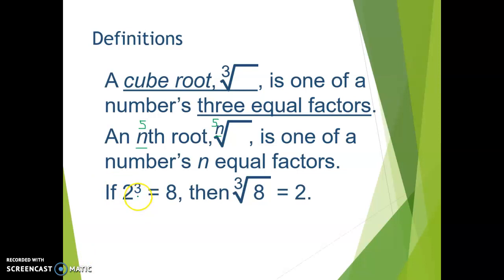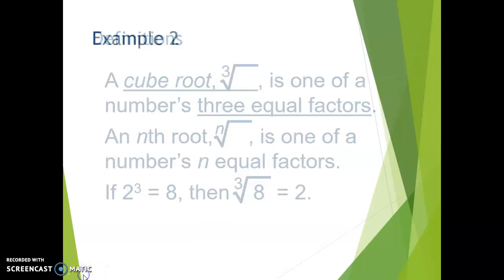We've talked about how exponents and roots are inverses of each other. They undo each other. So if 2 cubed is 8, then the cubed root of 8 is 2. They just undo each other.